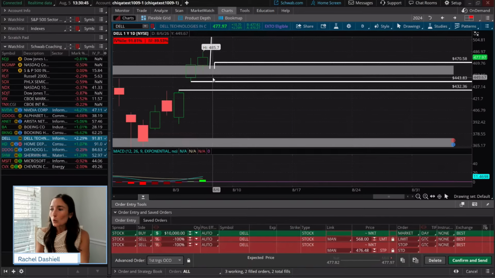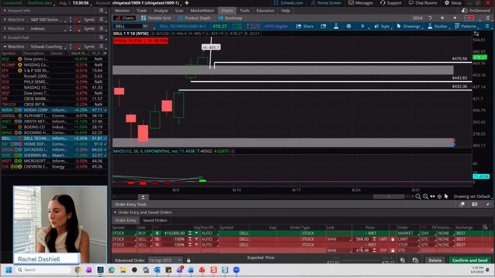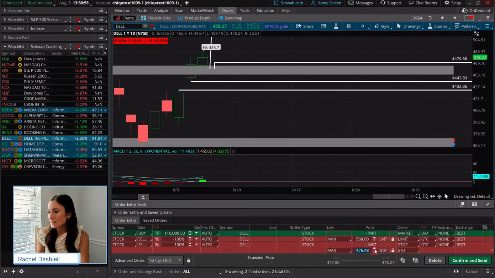But what we're going to do is say if that gap gets entirely filled, that would become an exhaustion gap. In that case, that's where we want to get out of this trade. So we're going to place our stop right around 433. Okay. So that gives us about $40 to the downside.